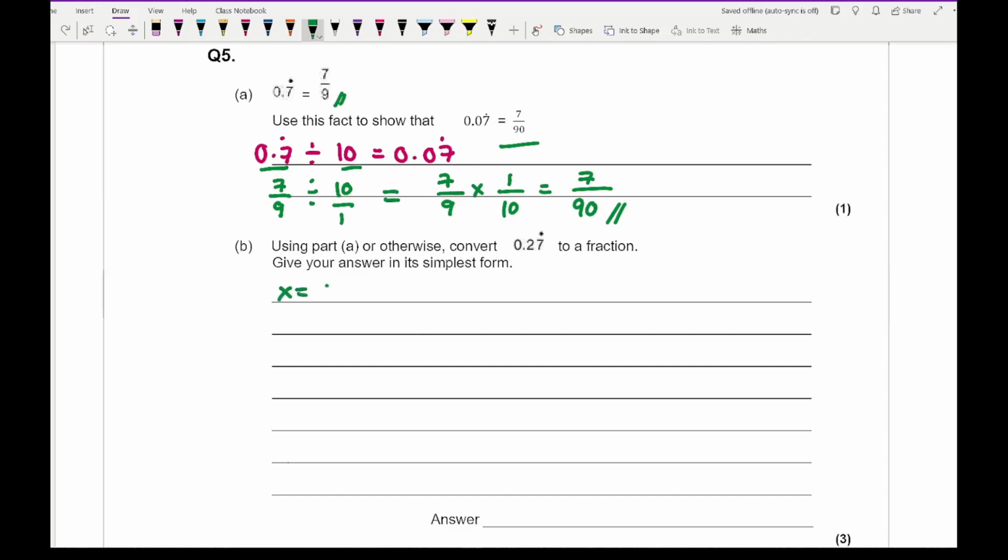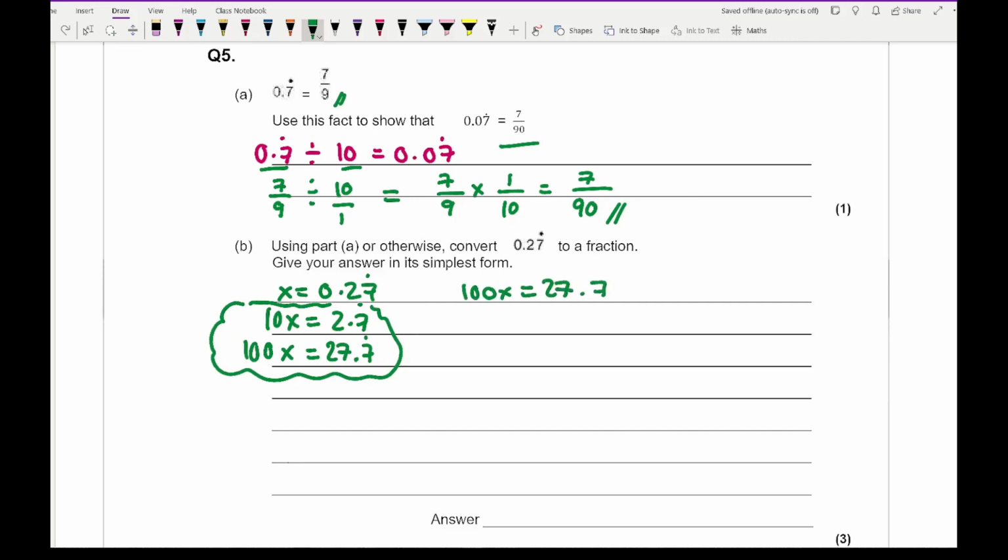So again, we've got x equals 0.27 recurring. Multiplying it by 10, we get 2.7 recurring. The numbers after the decimal point aren't the same, so I need another equation. So that's going to be multiply both sides by 100. So then we get 27.7 recurring. So then using these two, what I get is 100x equals 27.7 recurring, 10x equals 2.7 recurring.